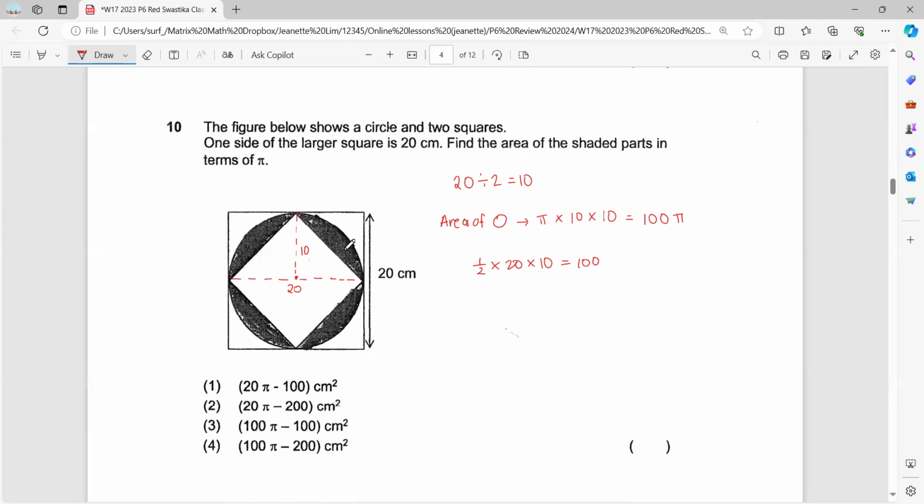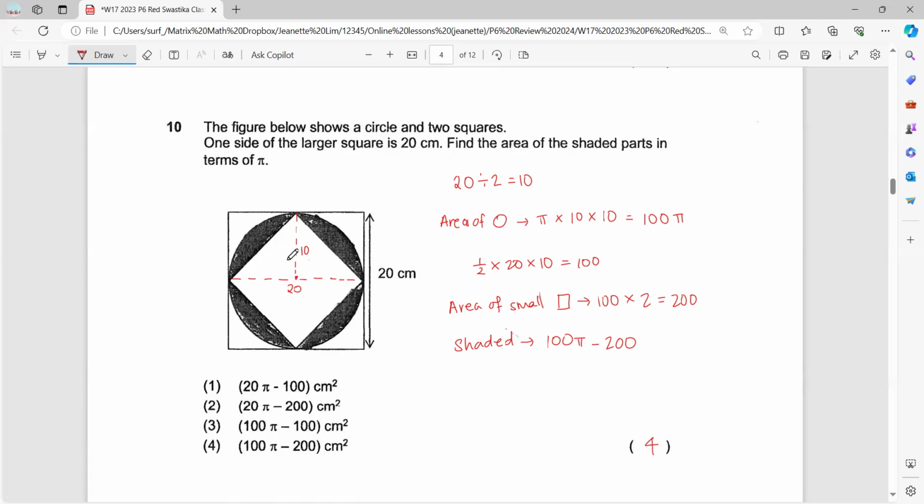To find the square, you need 2 times 2. Area of a smaller square, so 100 times 2. So shaded area will be the circle minus the square. Okay, look for this. The answer is option 4.